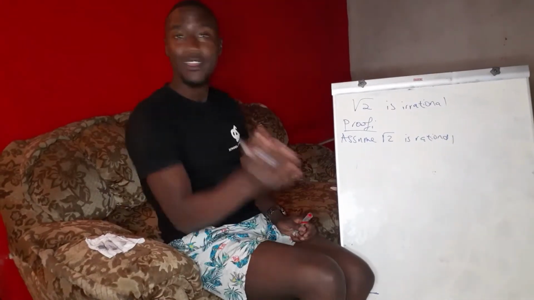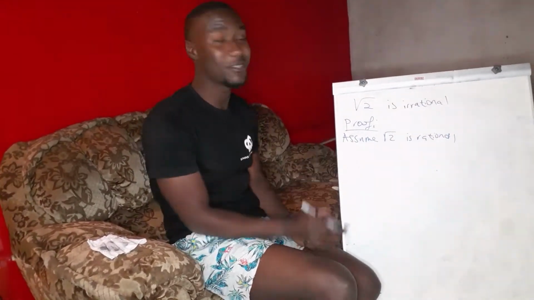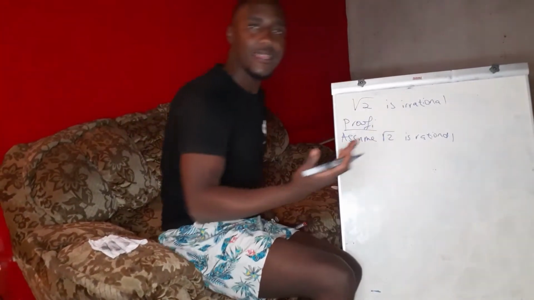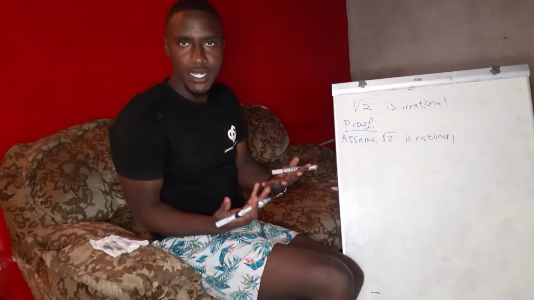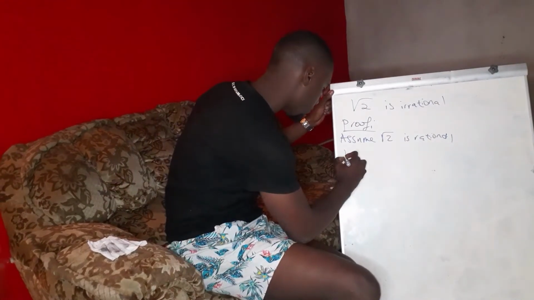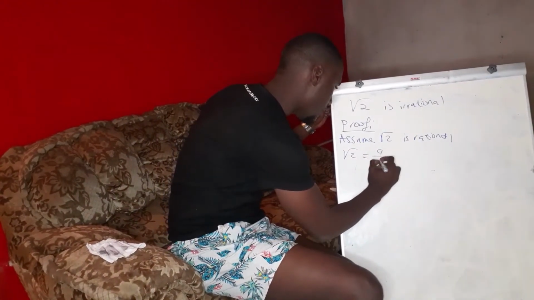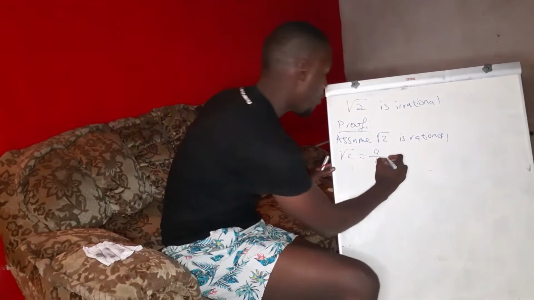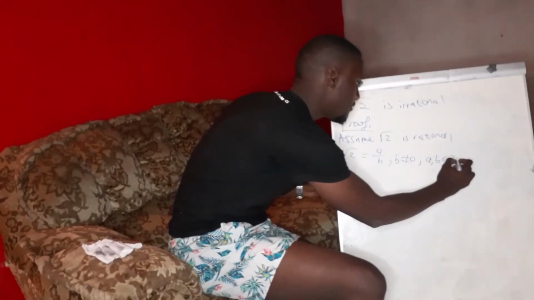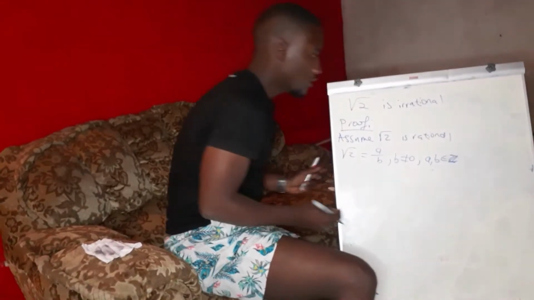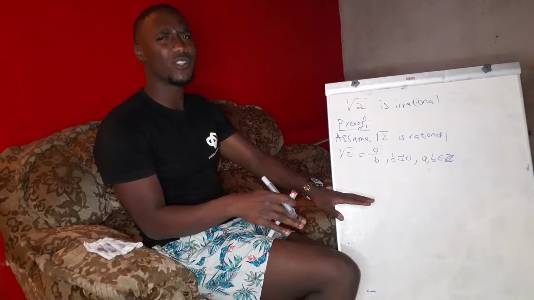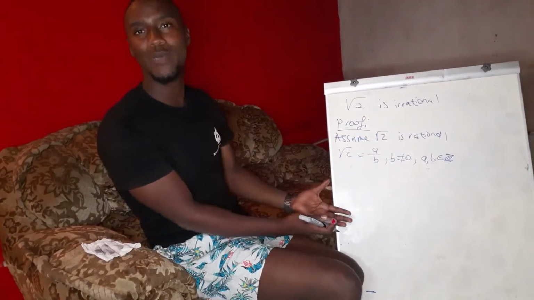Excuse my writing, I know I'm really bad at writing on the board, but I hope everything is clear. So assuming that root 2 is rational, it further implies that when something is rational, it can be expressed in the form of a fraction, right? So you can say root 2 equals a over b, where a and b are elements of the integers and b is not equal to 0. Why is b not equal to 0? Because if b is equal to 0, then the whole thing is going to be undefined.